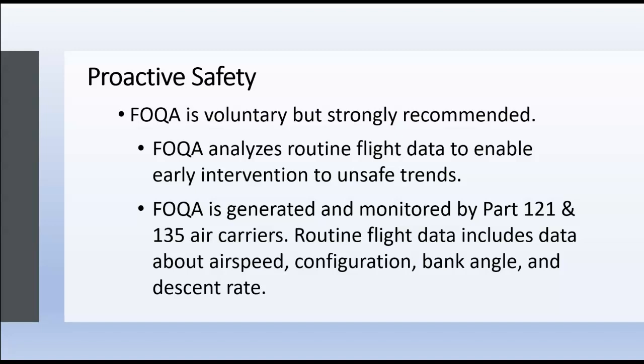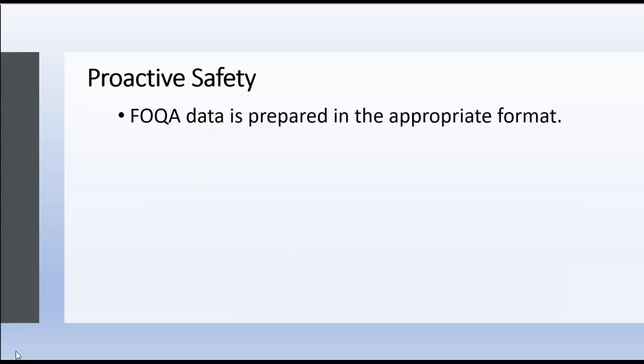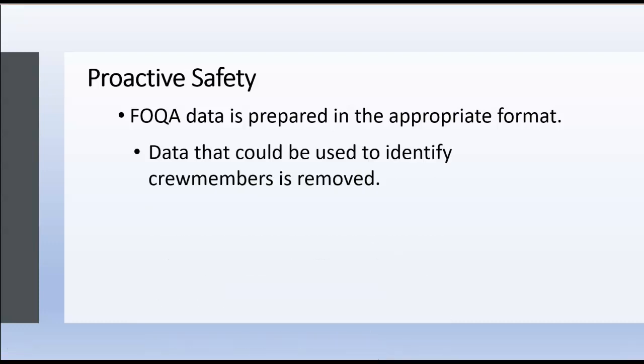So if, after examining data from FOQA, it is discovered, for example, that there is a particular approach where the rate of descent is excessive, then an investigation can be done to discover why and perhaps make a correction to prevent an unsafe condition. The data from a FOQA is prepared in a specific type of format, and identifying information is removed to protect the identities of crew members.